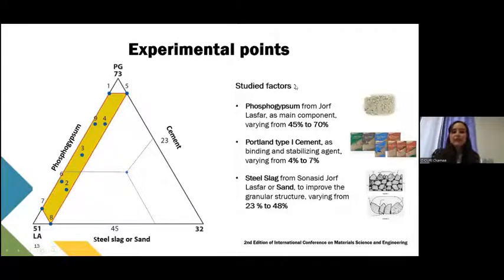The studied factors are phosphogypsum from Jorfosfor as main component, varying from 45 to 70%. These numbers are inspired from bibliography. Portland type 1 cement as binding and stabilizing agent, varying from 4 to 7%. And steel slag from Sonacid Jorfosfor or sand to improve the granular structure, varying from 23 to 45%, so as to obtain 100% as a total.